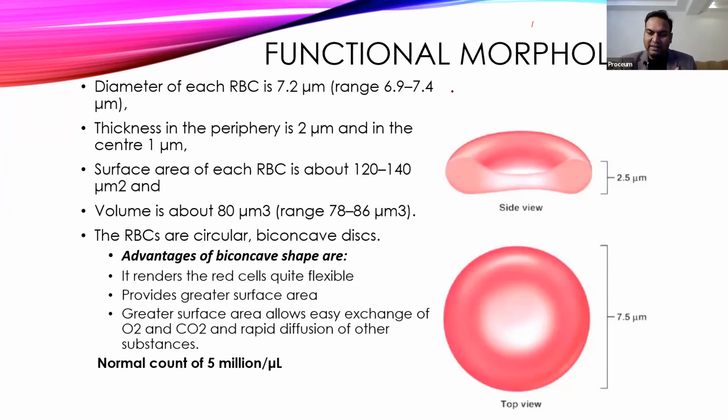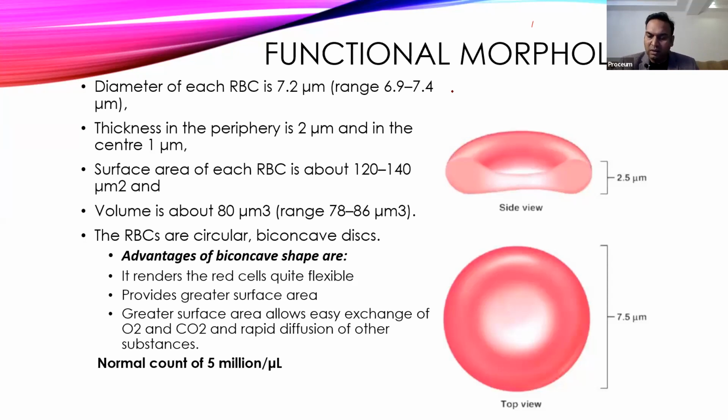Because of the biconcave disc shape, it increases the surface area of the RBC, so that there is more cell membrane as compared to its volume. Now if we see the actual size of the RBC, it ranges from 7 to 8 micron. On average, 7 micron is its total diameter. The thickness is greatest at the periphery, around 2 micron, and thinnest at the center, around 1 micron.